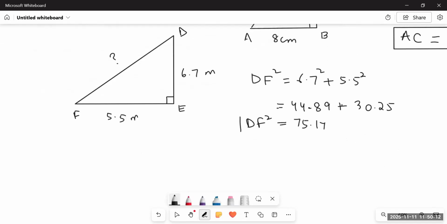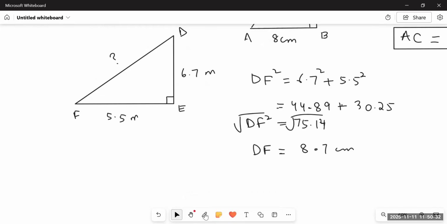So upon finding the square root, you simply have to put these values in the calculator. The square root of 75.14 is equals to 8.66. That is 8.7. We will round it up. So the answer to DF, the length of DF would be 8.7 centimeters.